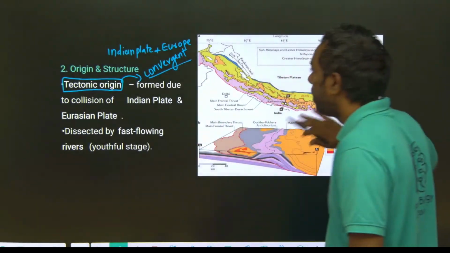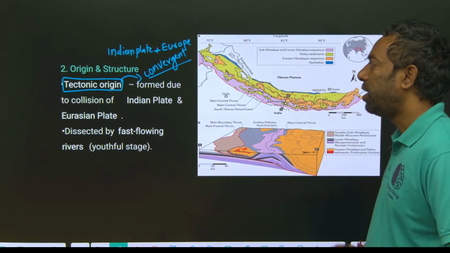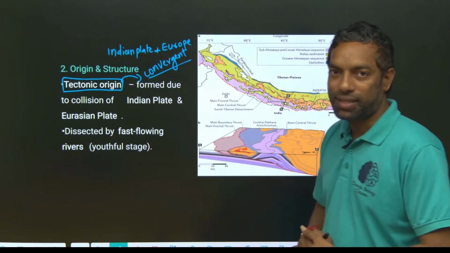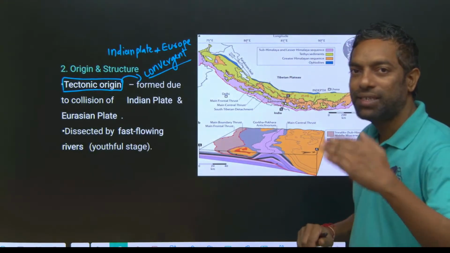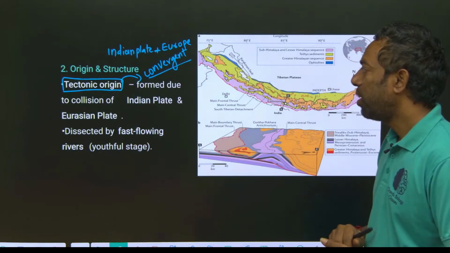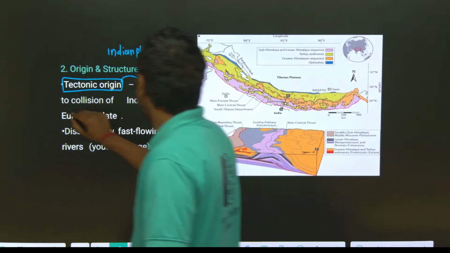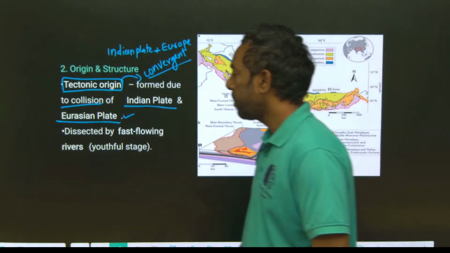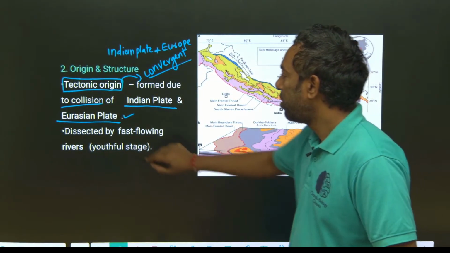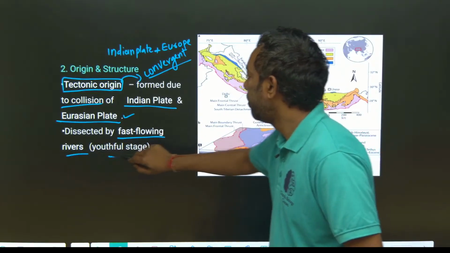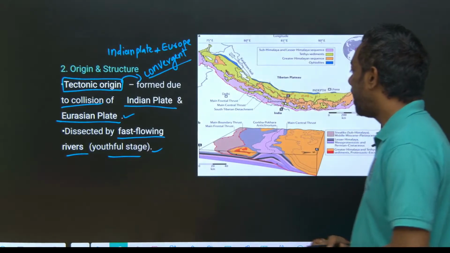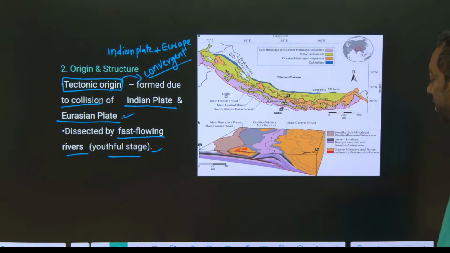The Indian plate meets the Eurasian plate and they converge together to form the Himalayas. The Himalayas are high ranges, hilly areas, formed due to the collision of the Indian plate and the Eurasian plate. It is about fast flowing rivers, still in the youthful stage. What are the Himalayan ranges here?